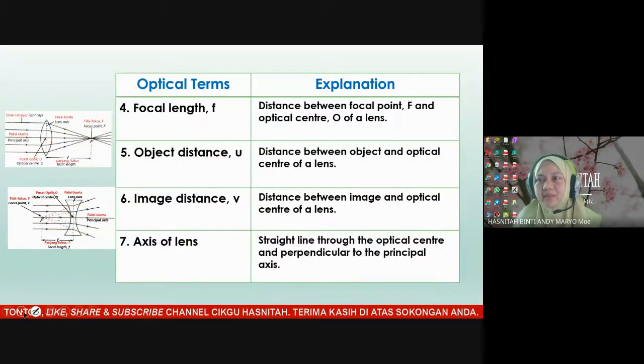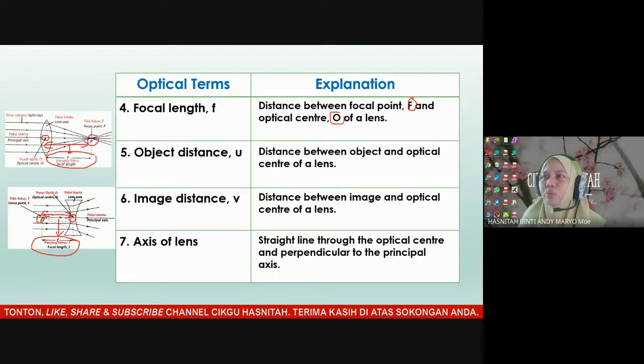Then the fourth term is the focal length. The symbol is small f. This is the focal length for concave lens as well. So what is focal length, students? It is a distance between the focal point F and the optical center. This is our focal point, this is the optical center, so the distance is called focal length. For concave lens it is also the same. This is the optical center and this is the focal point. The distance between these two points is called focal length.